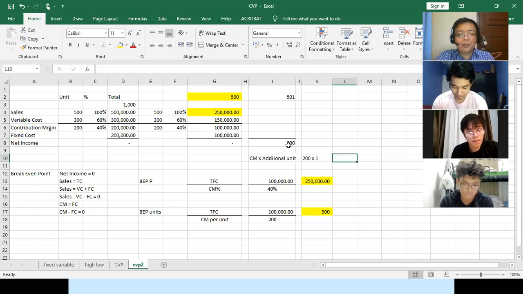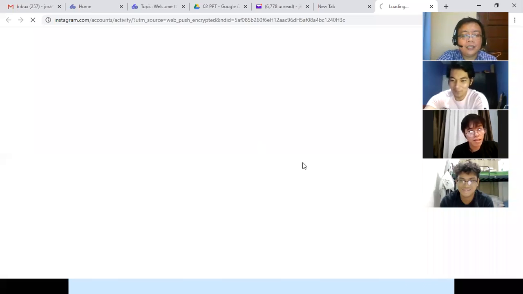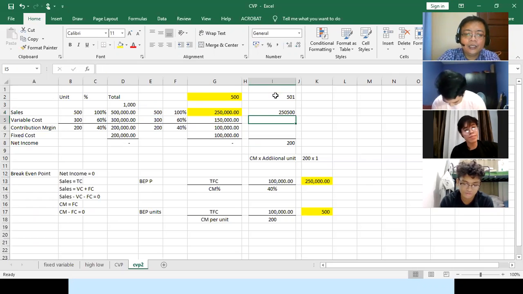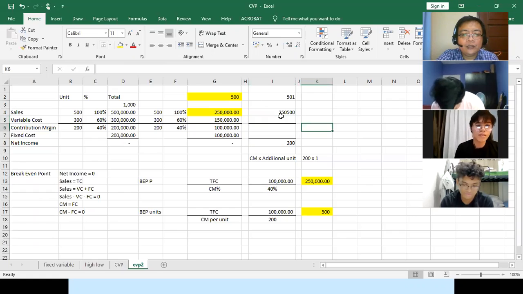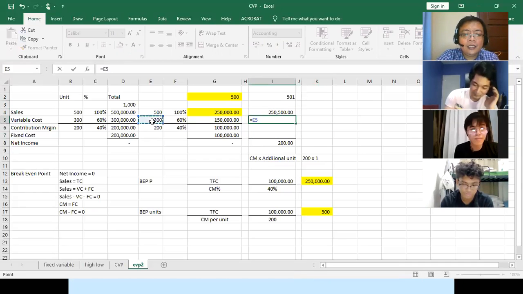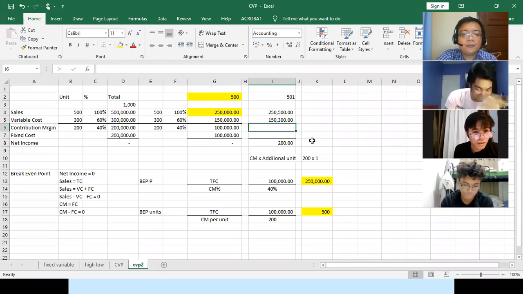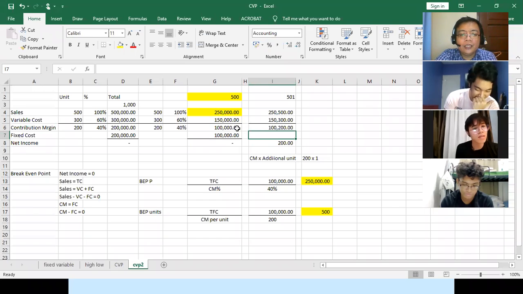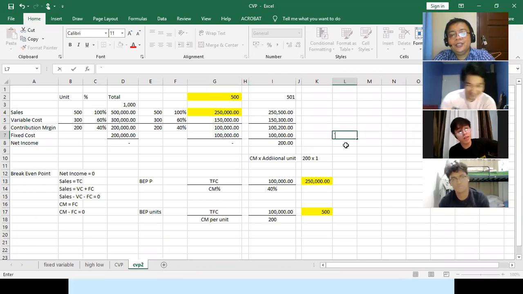Sige nga, sir, baka niloloko nilang kami. Baka hindi naman 200 talaga eh. Sige, complete natin. 500 times 501, you have 250,500. Next, 300, you multiply it by 501, you have 150,300. Okay? 250,500 minus 150,300, you have 100,200... Fixed cost is still 100,000. Tama ba? 200? The answer is yes.